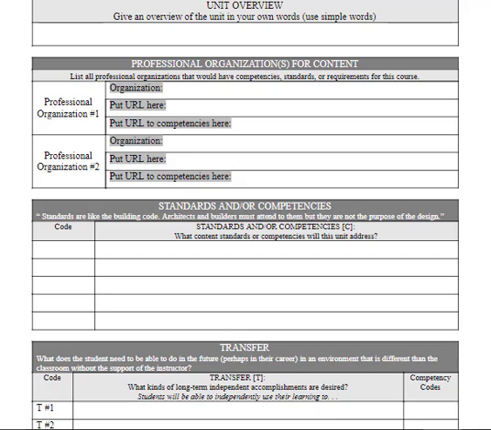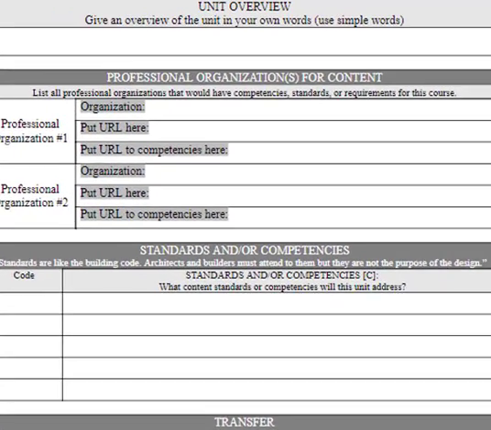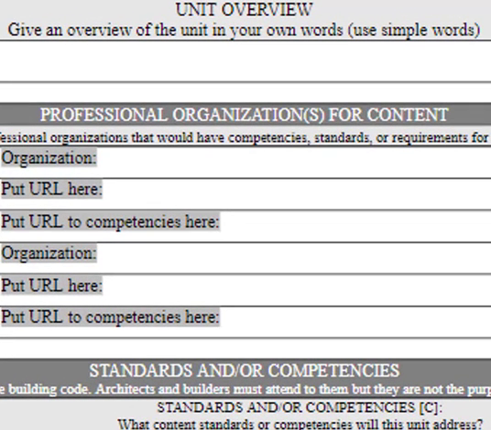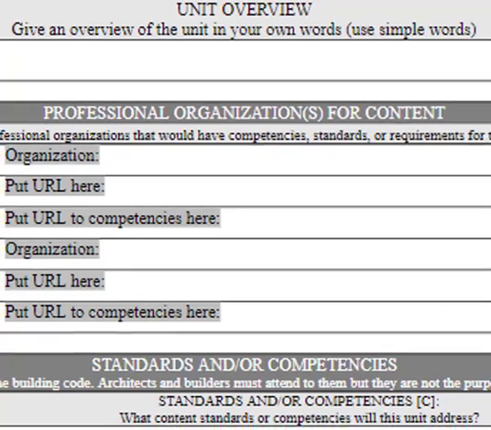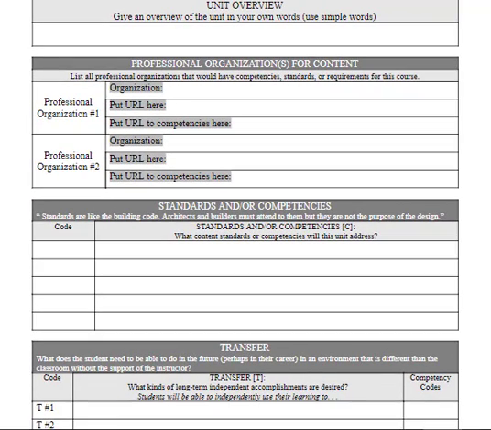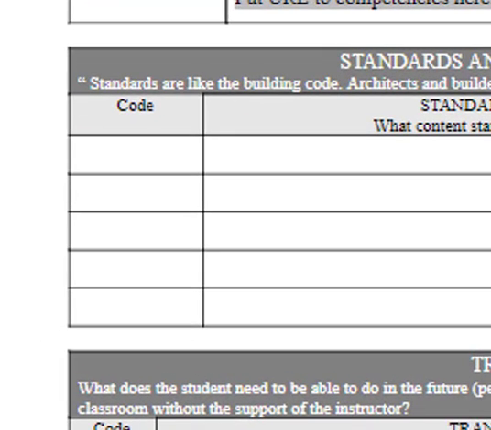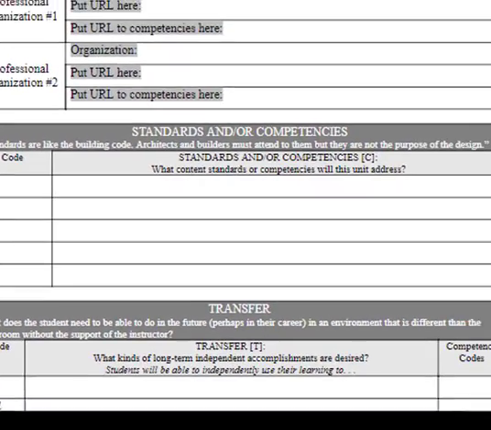The next step, after we've done the basic information, is to find our standards or competencies. And to do that, we'd like to have some sort of professional organization to give us a basis for what we're doing. So in K-12 education, most states will have state standards. There are national standards. Another good place to look is Advanced Placement Curriculum through the College Board has excellent standards, as does the International Baccalaureate programs. And you're going to then write the code for the standards or competencies down, and then what they are next to that.